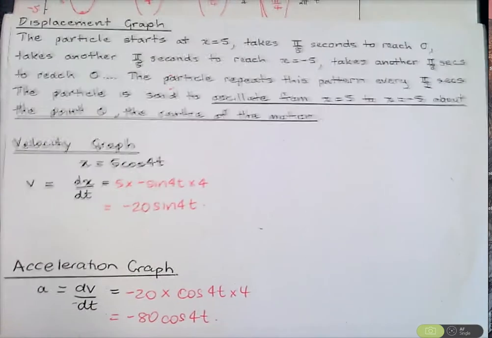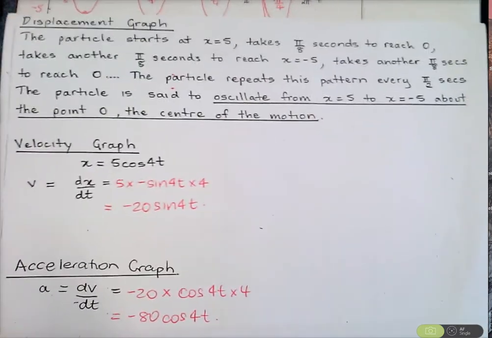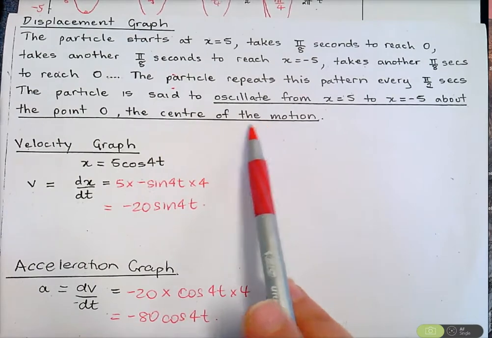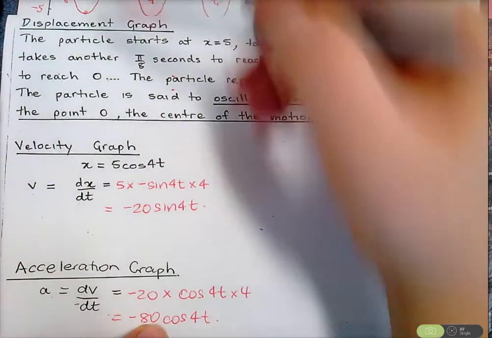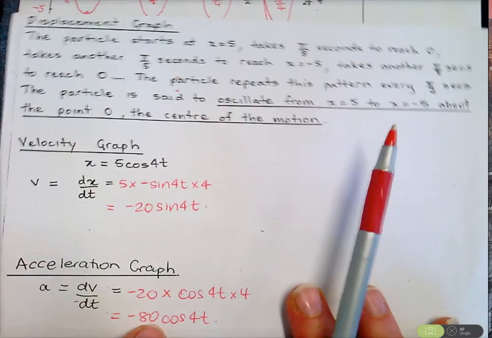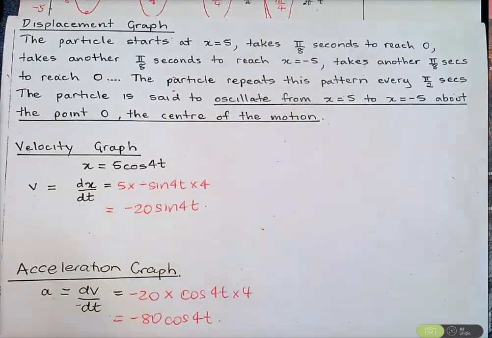You know how you said the particles oscillate? When a particle goes from one position to the other, it moves from side to side. That's what oscillate means: going backwards, forwards, backwards, forwards, or up and down, up and down.